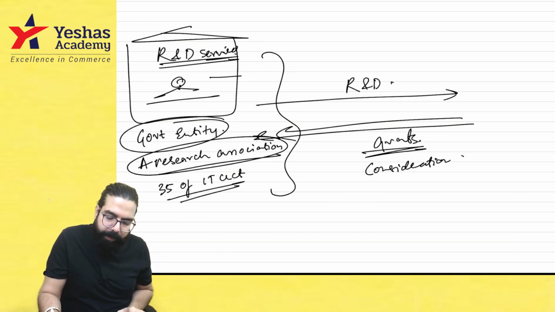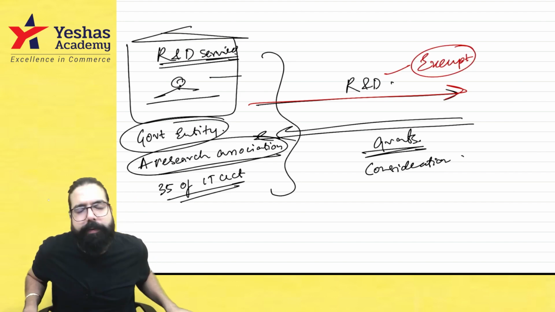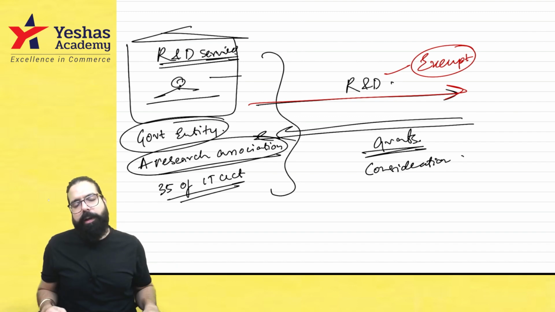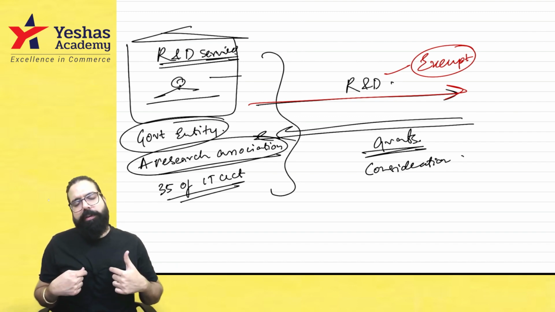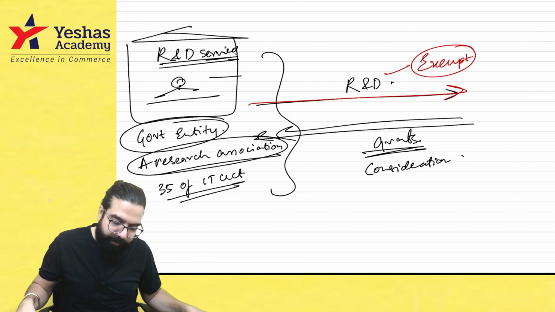Then remember, these R&D services are exempt. Is my point clear to all? Yes, sir, clear. So remember, a governmental authority, a governmental entity or an R&D association giving R&D services and receiving a grant is exempt. Answer. Next.